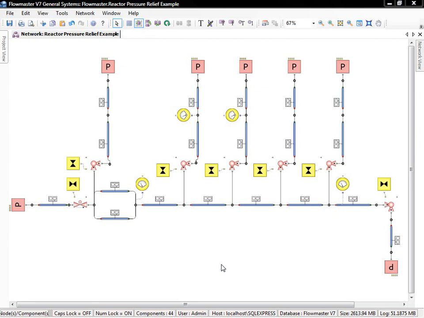With Flowmaster V7, you can analyze the pressure-flow relationship in the system, accounting for full compressibility of the gas in either steady state or transient. You can utilize the integrated flow balancing module to size components, such as orifices, to produce a specified mass flow rate, while also understanding limitations, such as choked flow.